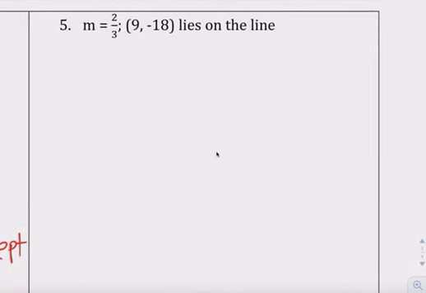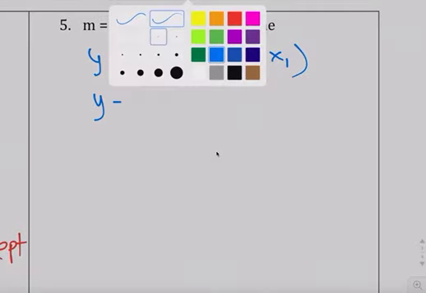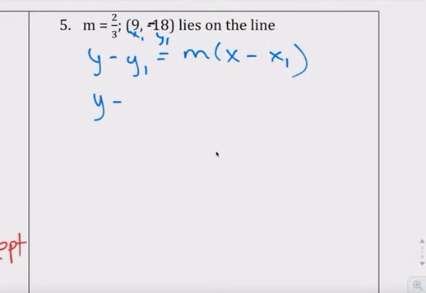You get the point slope formula, y minus y1 equals m parentheses x minus x1. Okay, this is x1, y1. Y minus, and that's a negative 18 right there. It's a negative 18. Okay, very important to notice that, equals m, which is 2 over 3, x minus 9, x1.